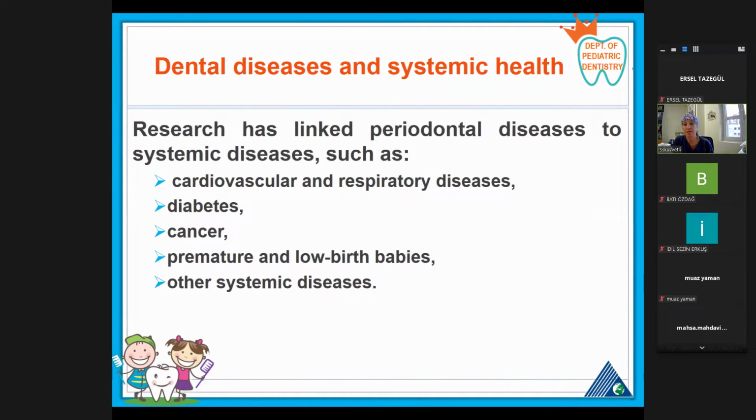And also research has linked periodontal diseases to systemic diseases, such as cardiovascular and respiratory diseases, diabetes, cancer, premature and low birth weight babies, and other systemic diseases. Can anyone tell me what a periodontal disease is? Do you know what a periodontal disease means from the class? Do you have any idea? I'm mentioning it, but I'm not sure you have any ideas about that.